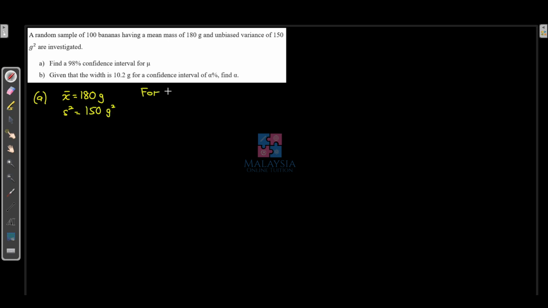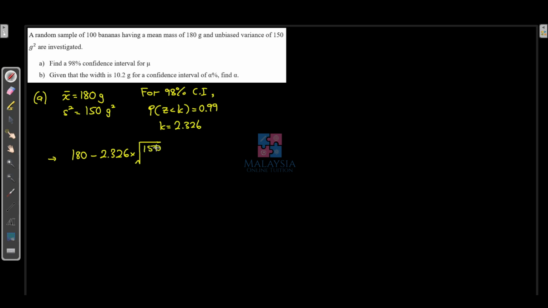So for 98% CI, we can write probability of z less than k to be 0.99. Then the value of k according to MF19 is going to be 2.326. Let me check for a while. Okay, so yes, it is 2.326. So then we can apply the formula straight away. X bar, which is 180, minus the value of k, which is 2.326, times s over square root n. Since you have s squared here, we can put the s squared and the n straight away under one square root.